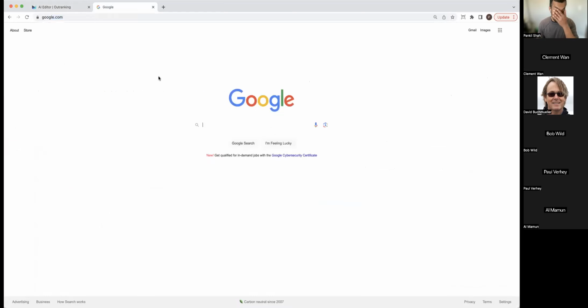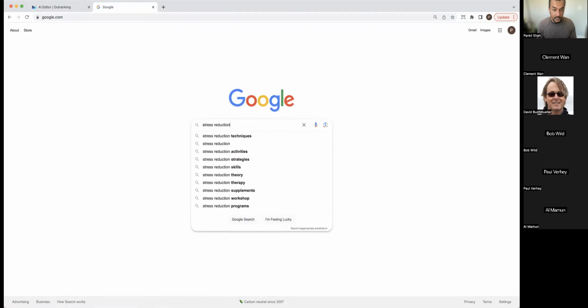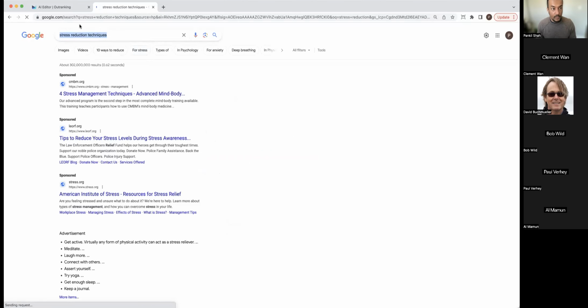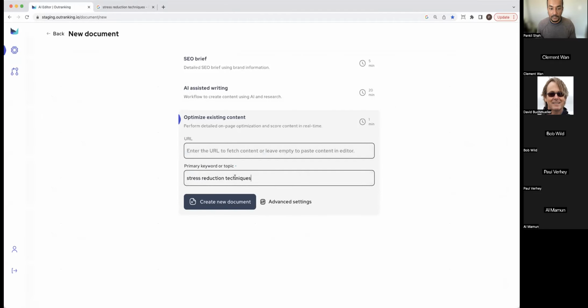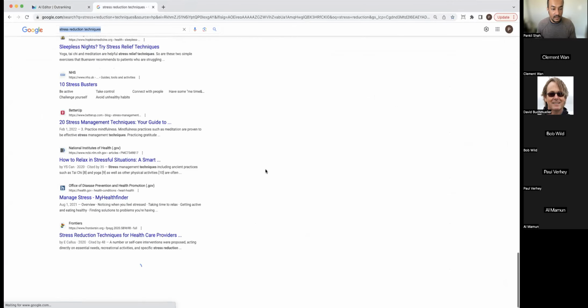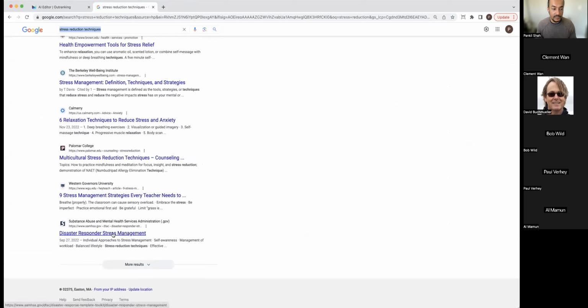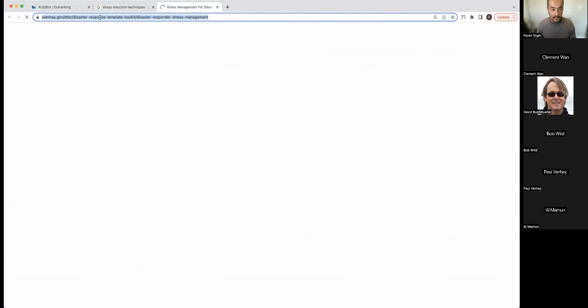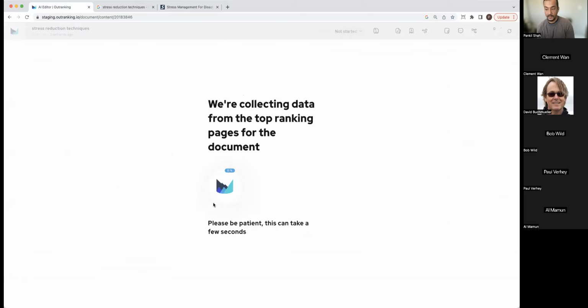Well, I want to see something else. So let's see. Stress reduction technique. We'll copy this keyword and we'll evaluate a page right now to see what happens. I'll create a new document. I'll go to optimize existing. I'll put the keyword in and let's find a page which is ranking a little further out. Okay, all right. So this probably is ranking in the top 30, but I'll copy this URL, paste it in here, and we'll see how we can come up with the audit.